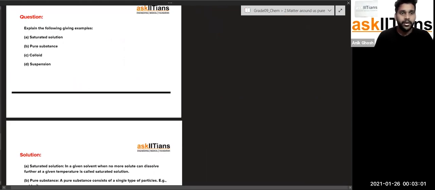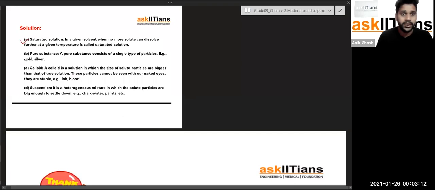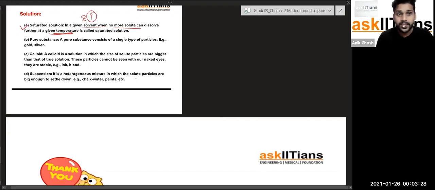Now, explain the following, giving examples: saturated solution, pure substances, colloidal solutions, and suspension. So you just come along here. Saturated solution, I think you got it. They are solutions where the solvent can dissolve no more, definitely at a particular temperature and pressure. Okay, and pressure, you need to mention it. Pure substances contain only a single type of particle, isn't it? Like gold and silver. Pure substances.